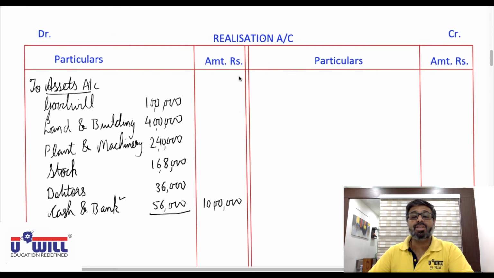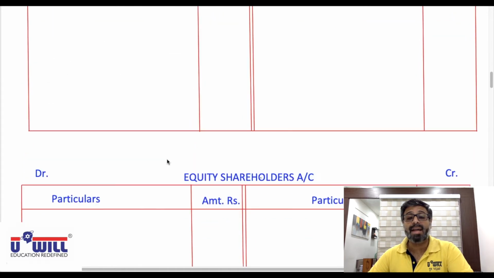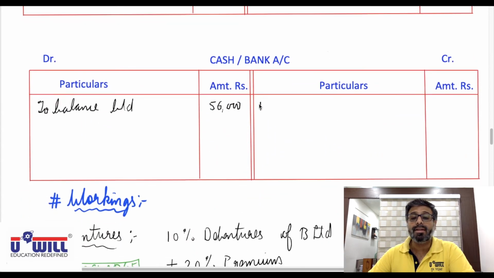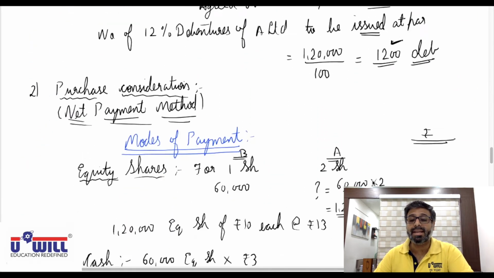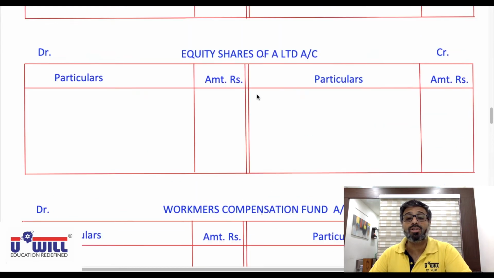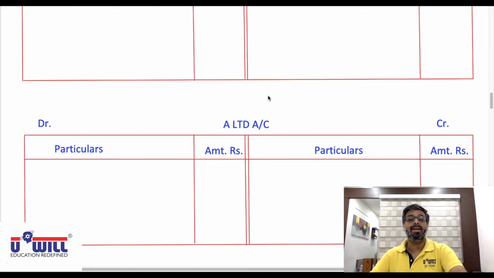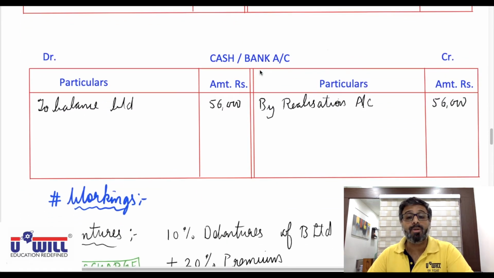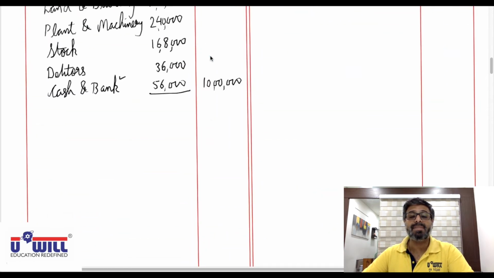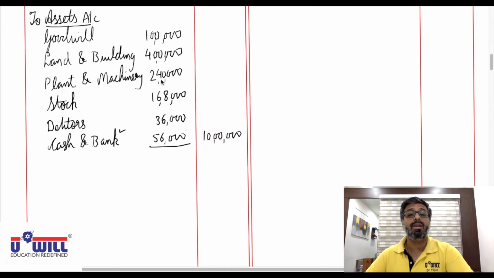Now, realization account debit to cash and bank. So to cash and bank means in cash and bank credit side you will write by realization account 56,000. Why are we making this cash and bank account? Because from the new company also we are getting cash. We have to pay workers also the claim of 8,000. That's why we are making it. Since we are making the account, the second effect will come. Other items, second effect will not come because those accounts we are not making.